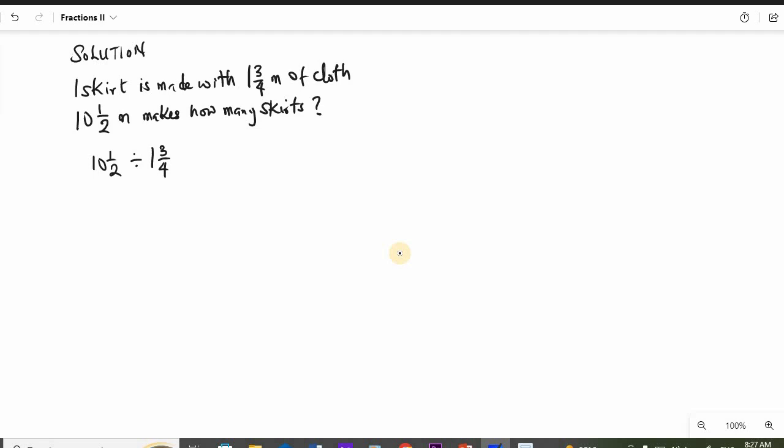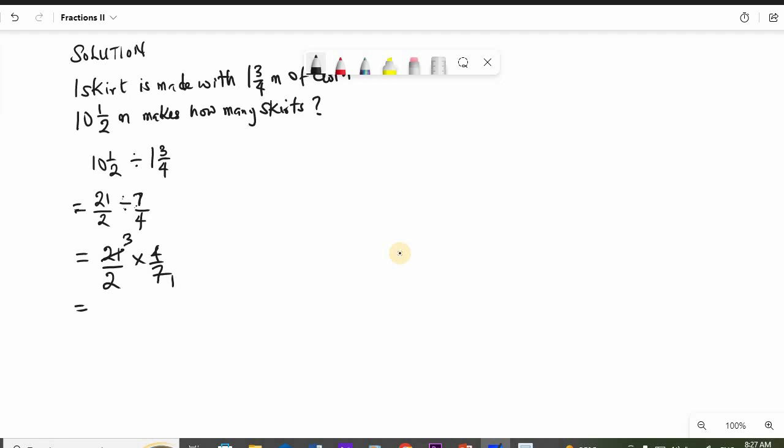So we convert this to a single fraction. 2 times 10, that's 20. 20 plus 1, that's 21/2, divided by, okay, I'm still going to put divided. Okay, so we'll take it step by step. Divided by 7/4. This is equal to 21/2 times 4/7. And then 7 goes here 1, 7 goes here 3, 2 goes here 1, 2 goes here 2. So the answer is 6, or 6 skirts.